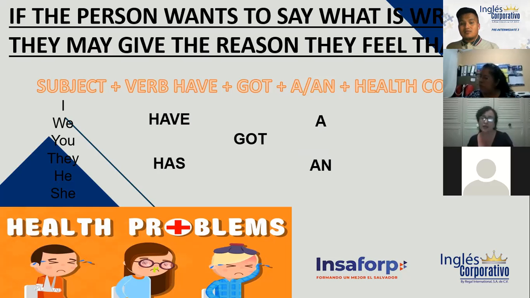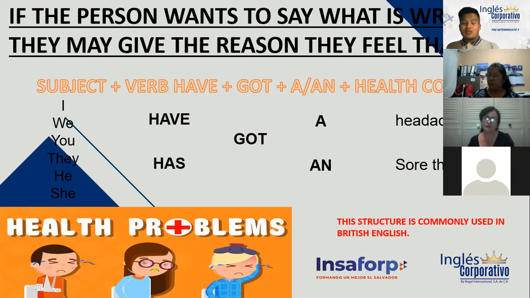the articles A and AN, and at the last part, the health condition. Yes, so this structure is commonly used in British English. So instead of saying, I have a headache, British people will tell you, I have got a headache. Yes, or she has got a sore throat. That's the only difference, the word got, that's it.